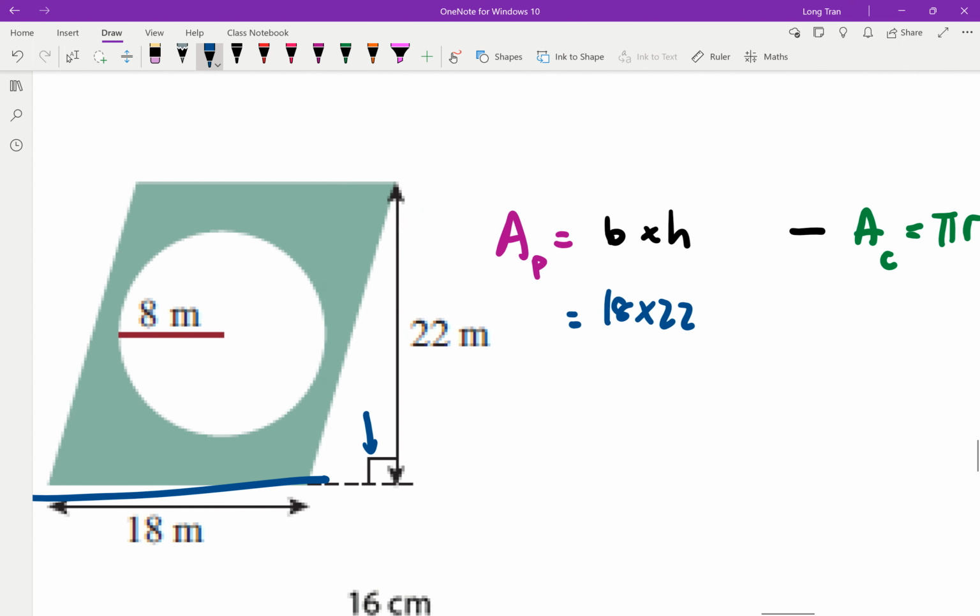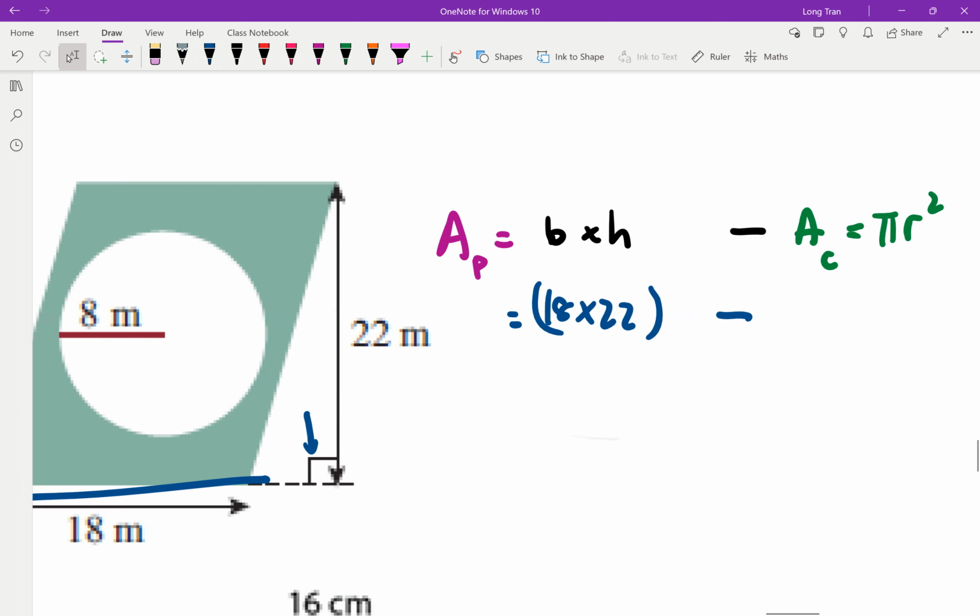Do that on your calculator. You can do it all in one go as well. So 18 times 22, put a bracket around it. Minus, what's the area of a circle?